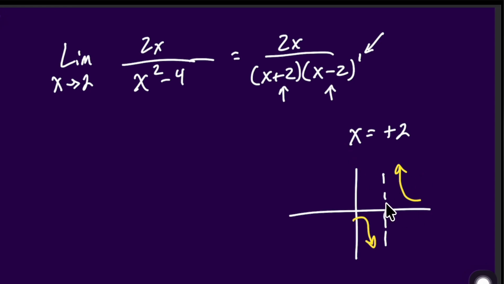So it's either going to be like that in yellow, or it's going to be like this in red. Either way, as you approach that 2, as you approach that vertical asymptote, we know that this graph is going to be headed in different directions. Therefore, we know that this limit does not exist.